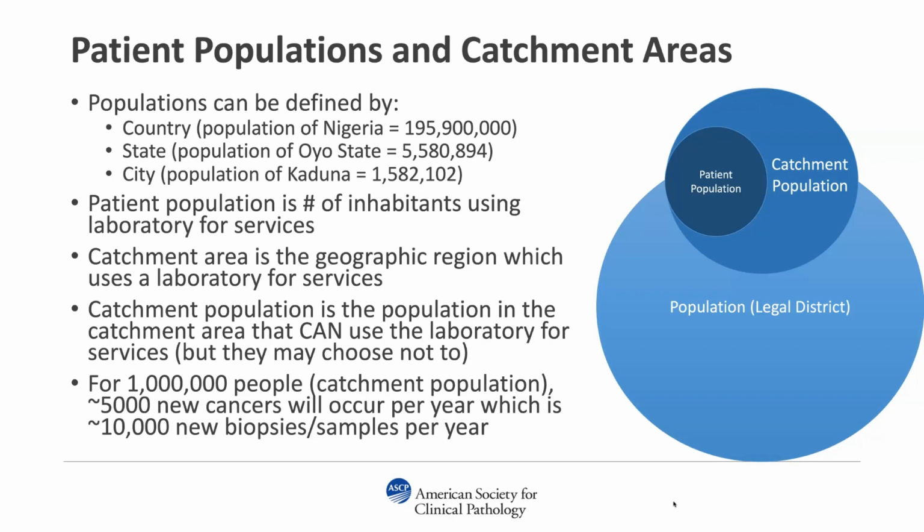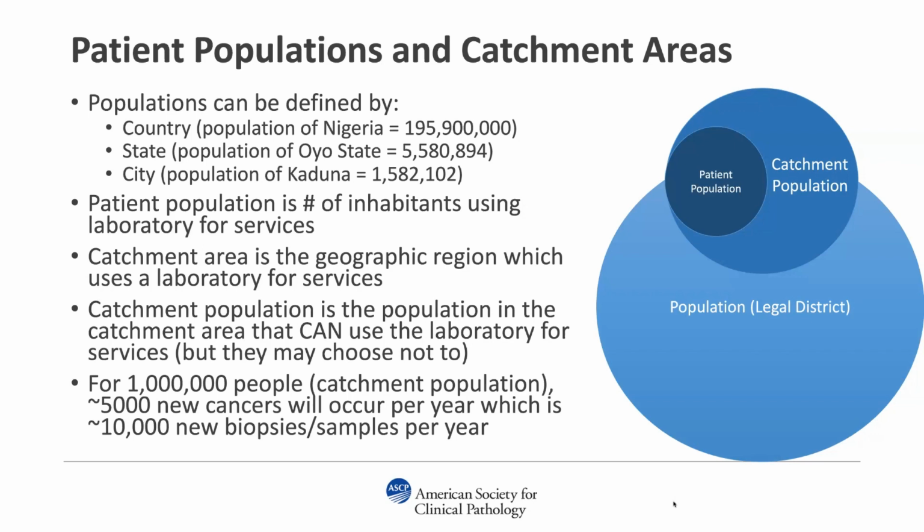But the other thing I want to talk about is that for 1 million people, which is a catchment population, right? So for that area that could use a laboratory, about 1 million people in that physical location, there'll be about 5,000 new cancers per million, which will produce about 10,000 new biopsies or tissue samples per year. So keep that in mind when you're thinking about these numbers.